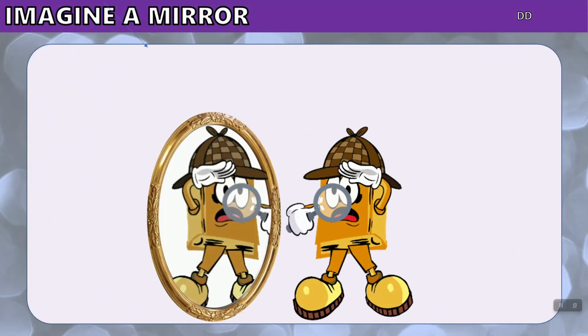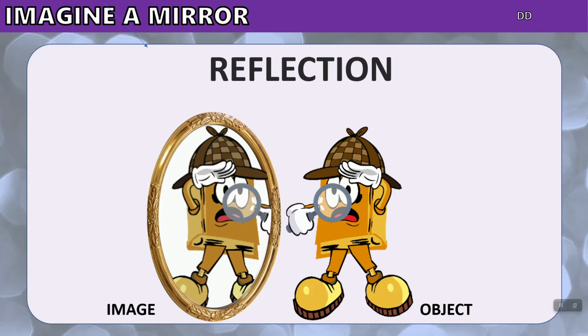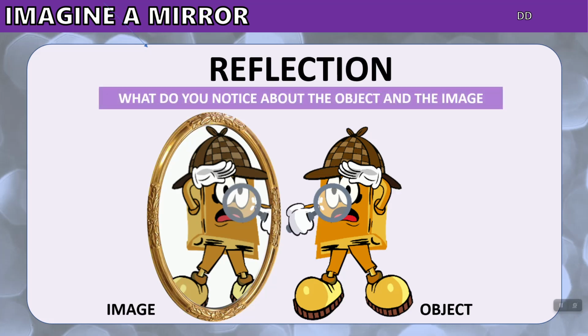And if you looked into the mirror, you would probably see a reflection of yourself, just like what's on the screen now. And here's the object, you standing in front of the mirror, and the item in the mirror is called the image. And this is a reflection, and if we drew a line down the middle, you would notice that each is the same. It's just an opposite reflection of what is in front of the mirror. What do you notice about the object in the image? You can see that it's almost identical.